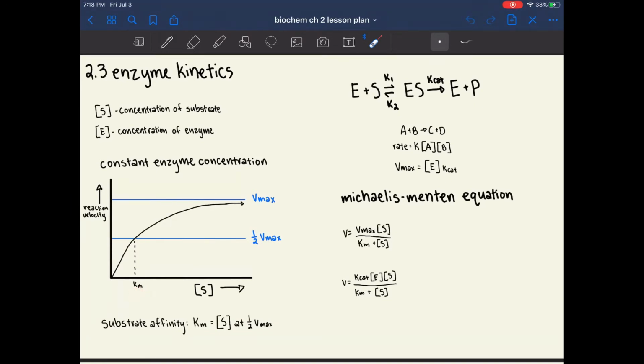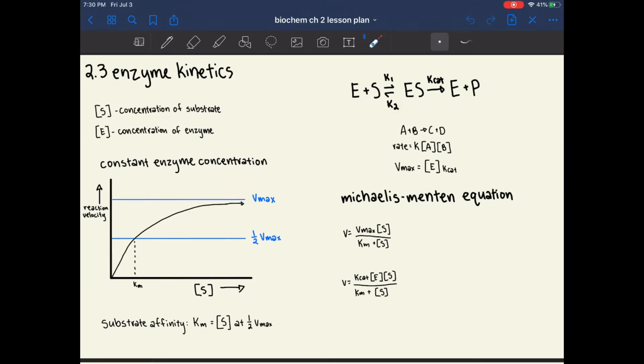So if your Km is very low, that means that your enzyme will bind a substrate very, very fast. And if your Km is very high, let's say if your Km was here, then that means that you need a lot of substrate in order to bind half the enzymes, which means that your enzyme is not very likely to bind a substrate. And by definition, the Km is the concentration of substrate at half the Vmax.